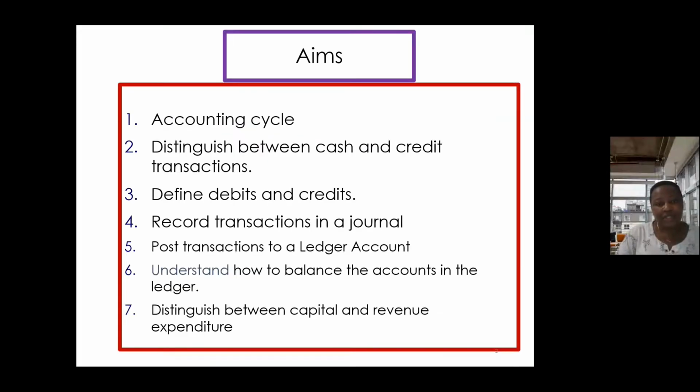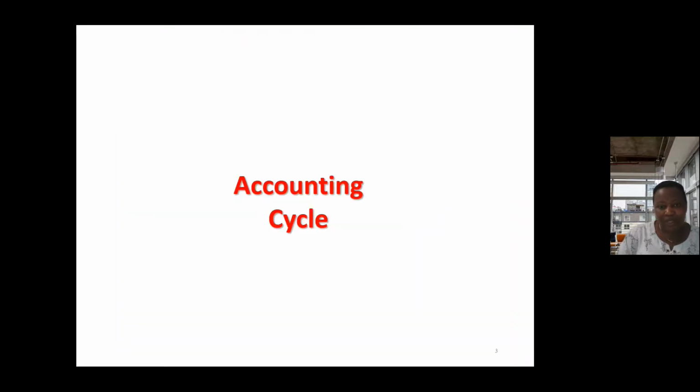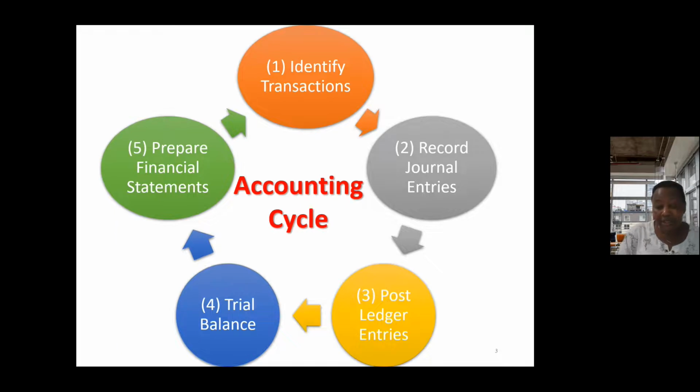Today, we'll continue our discussion on the double entry bookkeeping principles. In the previous recording, we introduced ourselves to the accounting cycle. We've distinguished between cash and credit transactions, credits and debits, and we looked at recording transactions in journals. So particularly within the accounting cycle, we had done identifying transactions and recording of journal entries. In this particular video, we're going to be posting transactions to the ledger account. So we're moving now to the third item on the accounting cycle, which is posting transactions into a ledger account.